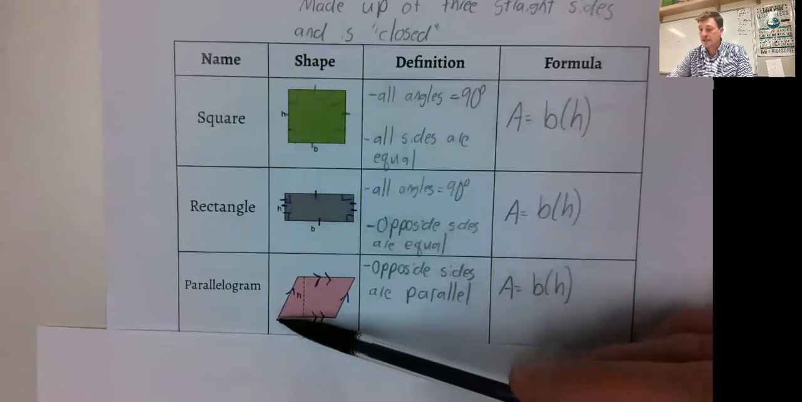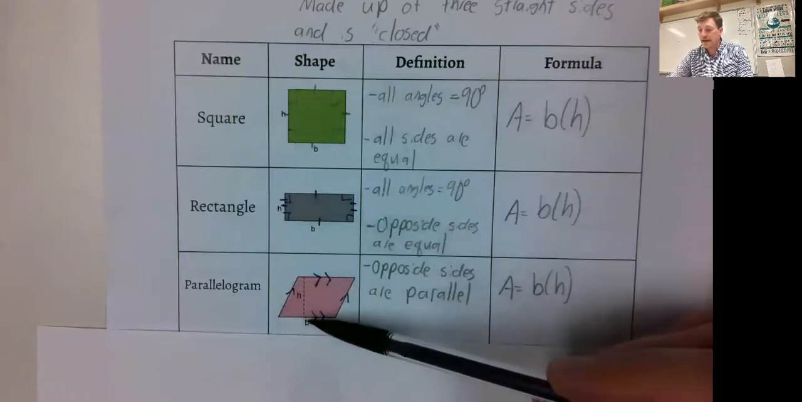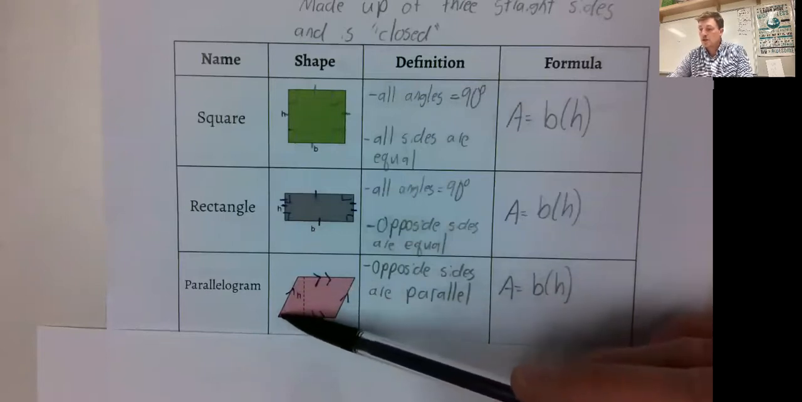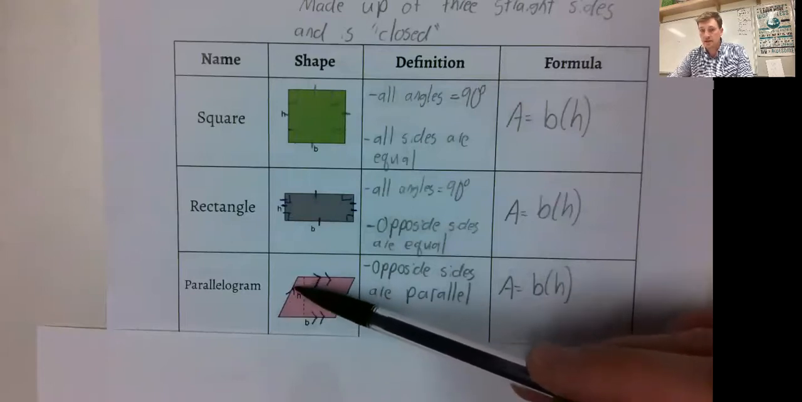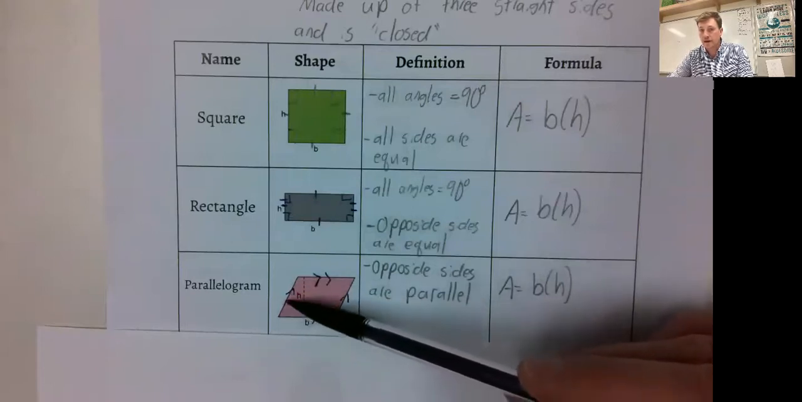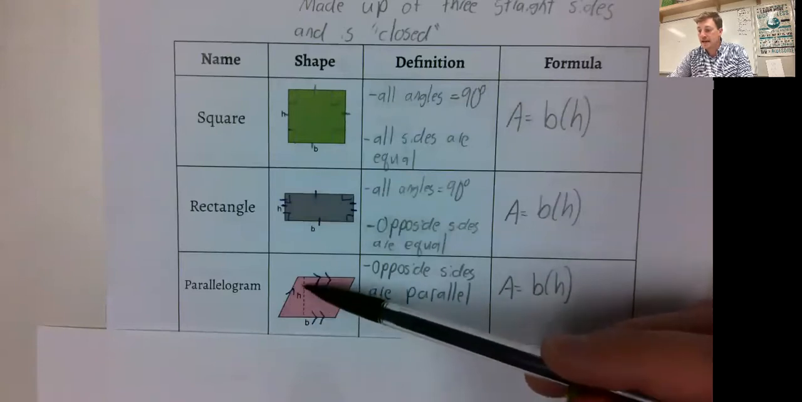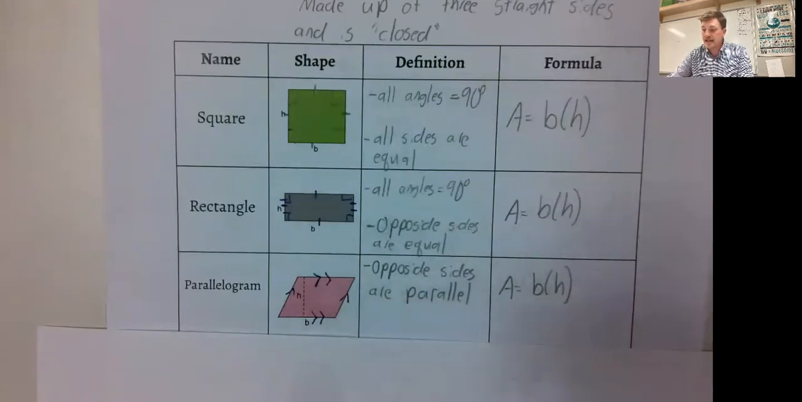This is not the case here for this side and that base. That is not a 90-degree angle. So this is not the technical height of a parallelogram. The height meets the base at a 90-degree angle, and it's going to be this dotted line here.